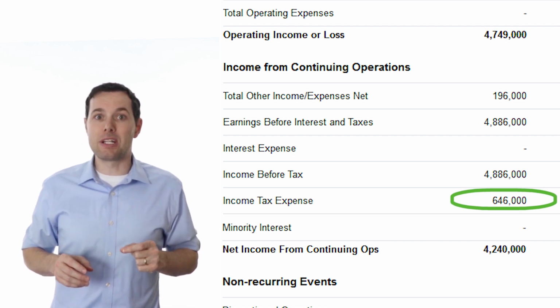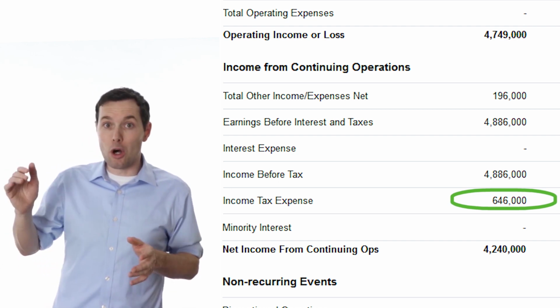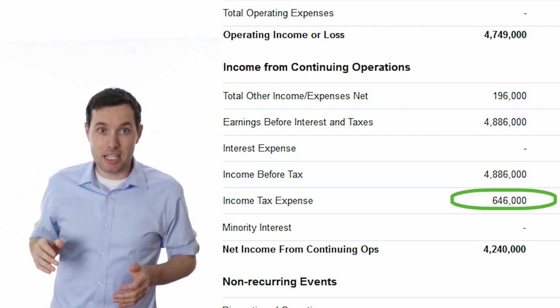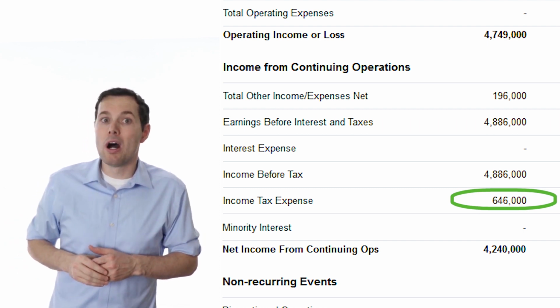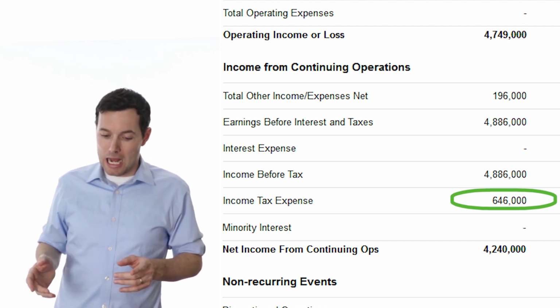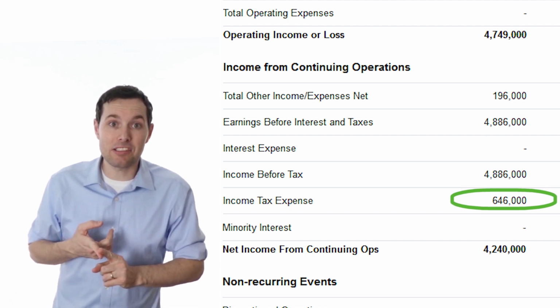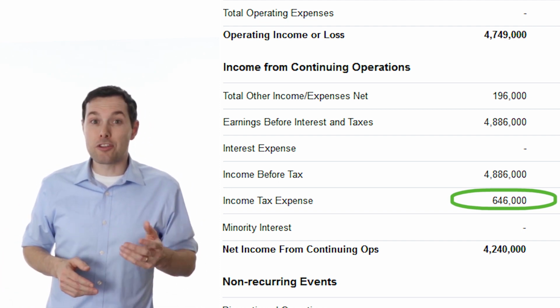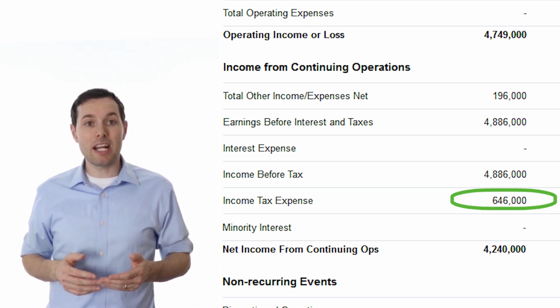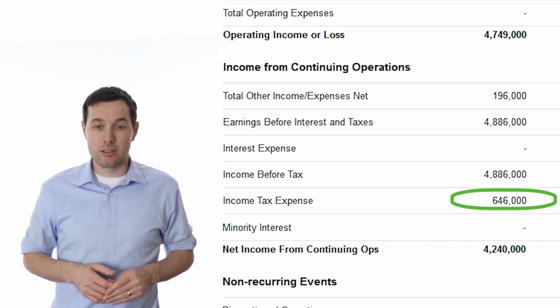That's important to note because you can't just assume that this will be lower thanks to new tax rates. It probably will be lower, but we don't know how much until we know how much business they do in the United States and how much they do abroad. To determine that, we're going to have to take a closer look at their financial statements' footnotes.